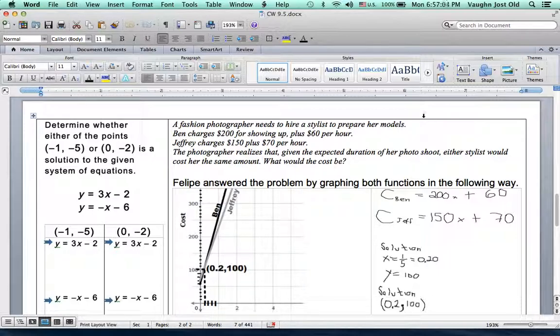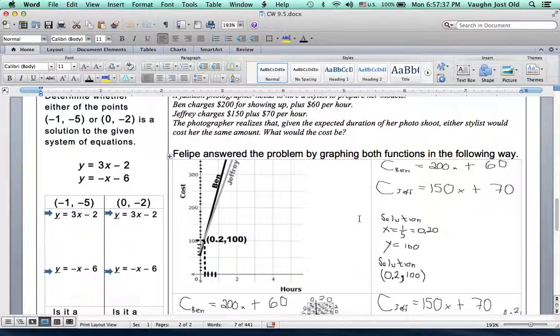So the last problem here shows some work that Felipe did. So Felipe looked at this problem up here, and I'll go ahead and read the problem. It says a fashion photographer needs to hire a stylist to prepare her models. Ben charges $200 for showing up, plus $60 per hour. Jeffrey charges $150 plus $70 per hour. The photographer realizes that given the expected duration of her photo shoot, either stylist would cost her the same amount. What would that cost be?